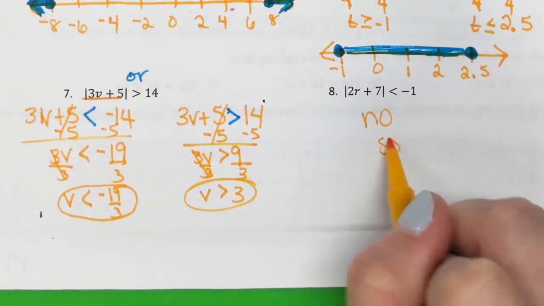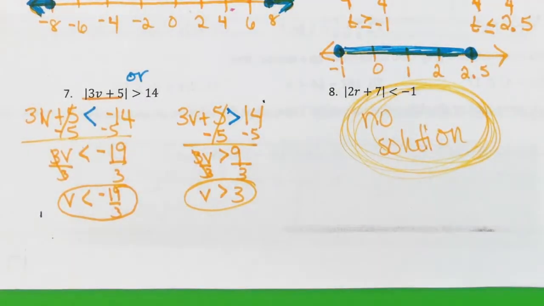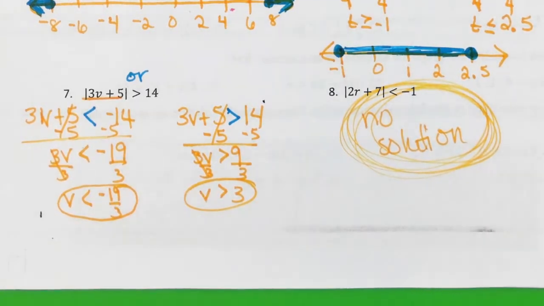No solution. Let me tell you right now, there will be one of these on your test. I'm giving you a test question. There will be one of these on the test. Okay? You got it good? So why is it no solution? Because absolute value can never be a negative number. Ever. And it can never, especially, be less than a negative number. There's no way, because the absolute value is always positive.